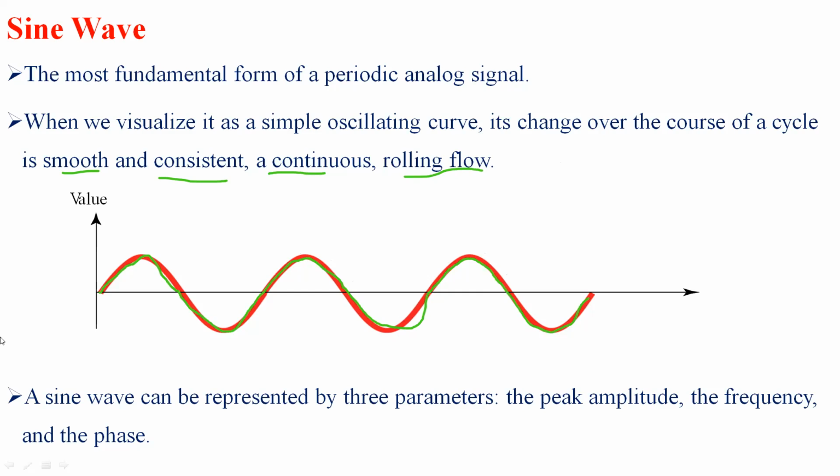A sine wave can be represented by three different parameters: peak amplitude, frequency, and phase. These parameters fully describe a sine wave. So let's discuss what these three different parameters mean. Moving ahead, we're going to learn about the three parameters of a sine wave.